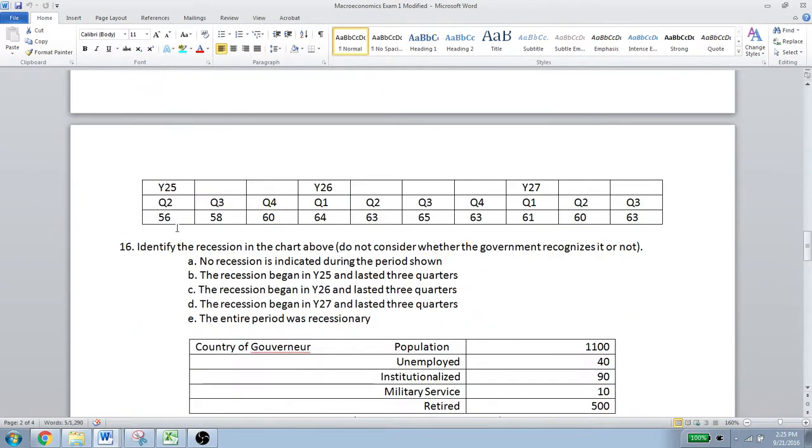Here we have a situation where the GDP of 56 in quarter 2 of year 25 then increases to 58, increases to 60, increases to 64, and then decreases to 63. Then it increases to 65, decreases to 63, decreases to 61, and decreases to 60. So we see we have a recession here because it's at least 2 consecutive declining quarters of GDP, and it started in quarter 4 of year 26. Therefore, the answer is the recession began in year 26 and lasted 3 quarters.